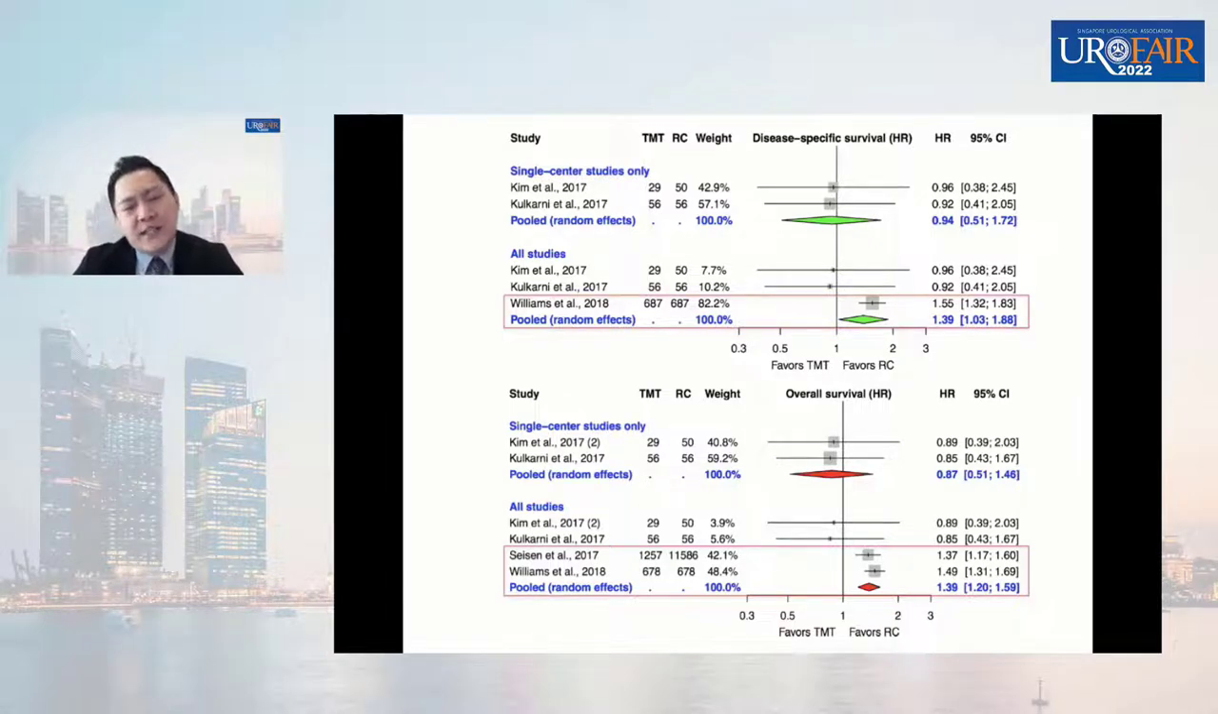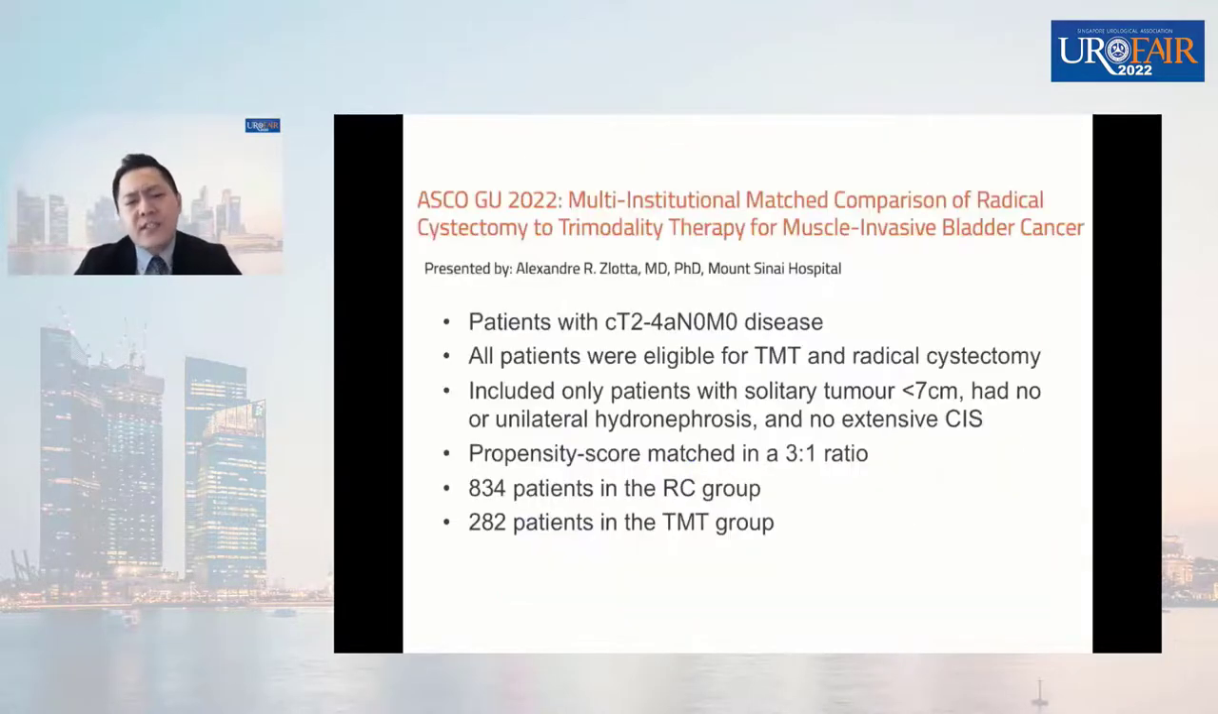But this meta-analysis is biased by 1 to 2 studies which are very large in terms of sample size, and these two studies make all the effects lie towards the radical cystectomy side. So although it favors radical cystectomy, we need to recognize the evidence is low quality and limited. And this year at ASCO GU, there's a study which has created a lot of noise in the urology field. It is a propensity score study by Slaughter, which basically included T2 to T4A disease.